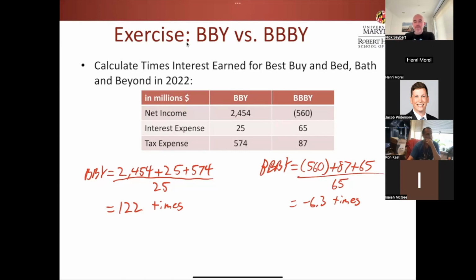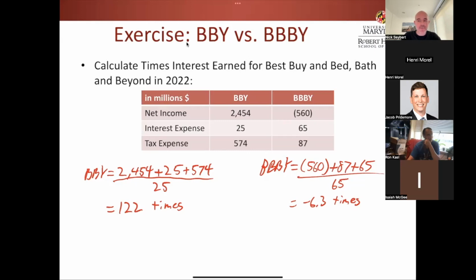Anytime you have negative earnings, clearly you're unable to pay your interest because you're losing money, even as it is. Okay, but I mean, did I say GameStop? Anyway, Bed Bath & Beyond. Even if they flip to positive earnings, their earnings are so low that they're not going to have a high interest coverage ratio. Their interest coverage is 65, so even if they had positive 65 earnings, they're still only covering their interest once. So that's how you calculate times interest earned. You just add back interest and taxes, divide by interest.